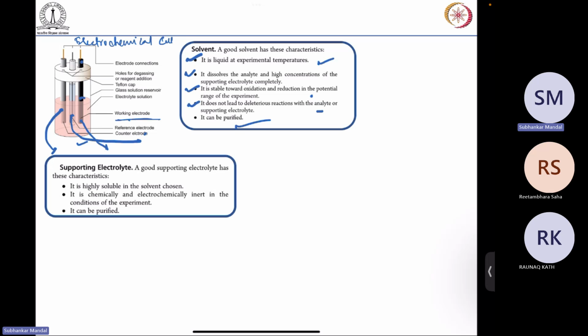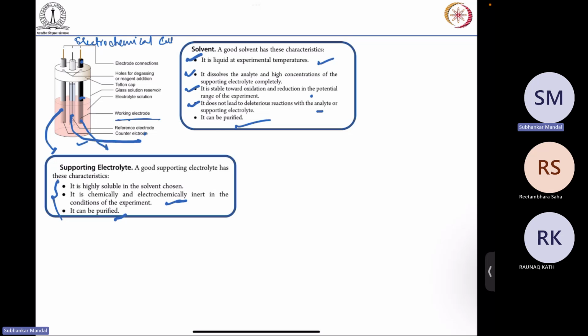Okay, supporting electrolyte: this kind of property should be there. It is highly soluble, which we have already discussed, and it is chemically and electrochemically inert in the condition of the experiment, and it can be purified. Okay, so these 3 properties should be there, and the most important is electrochemically inert.